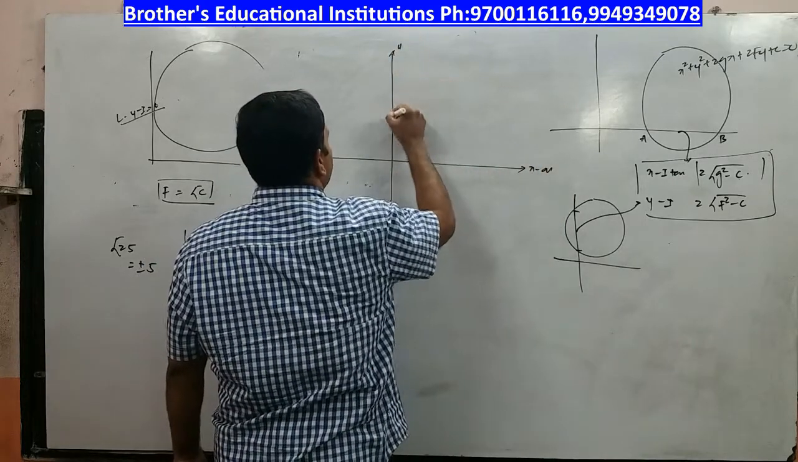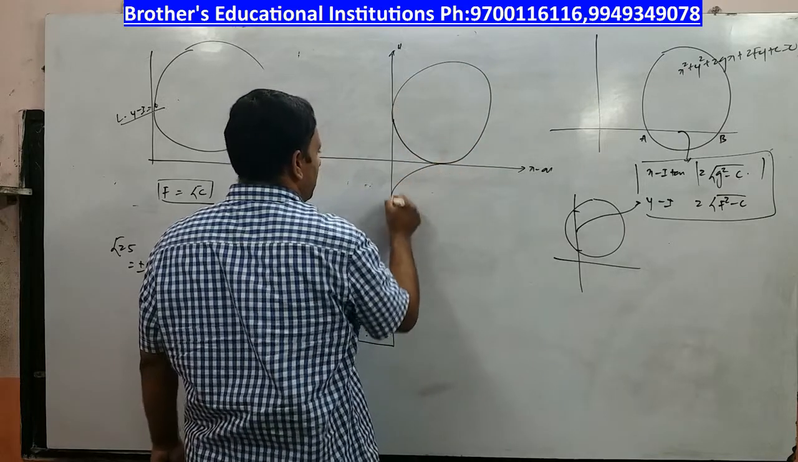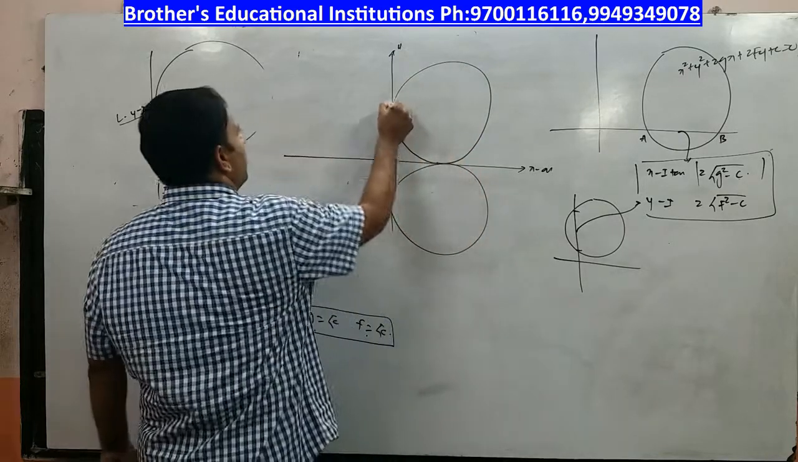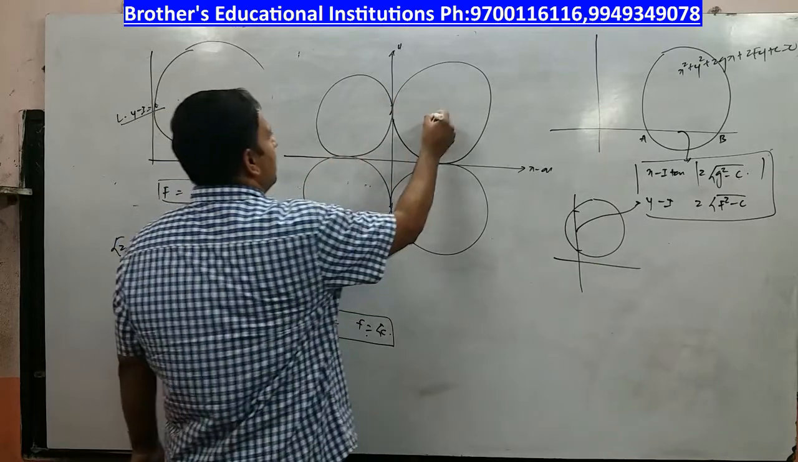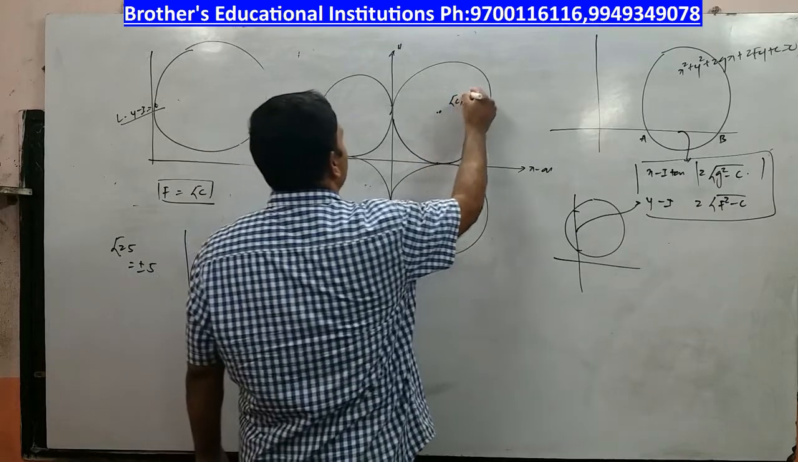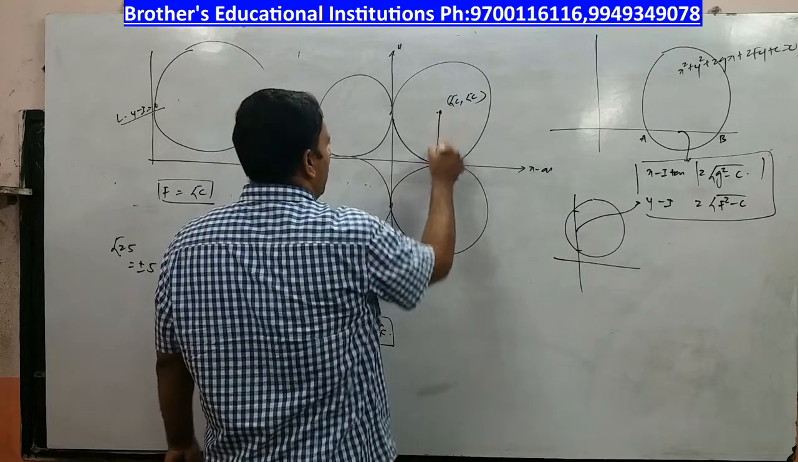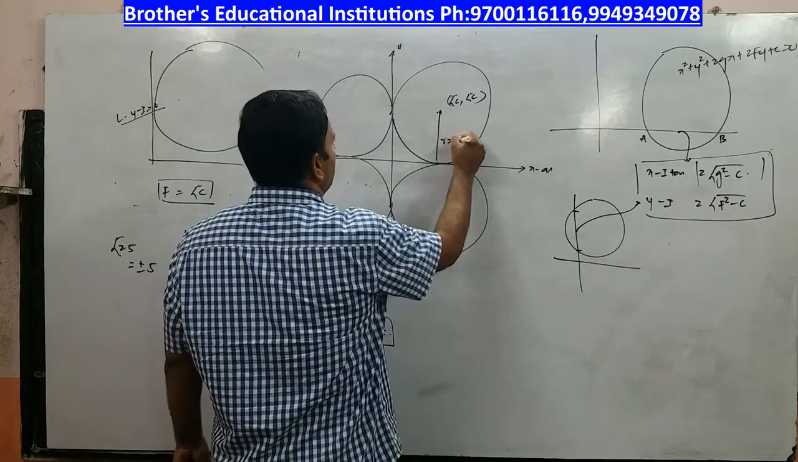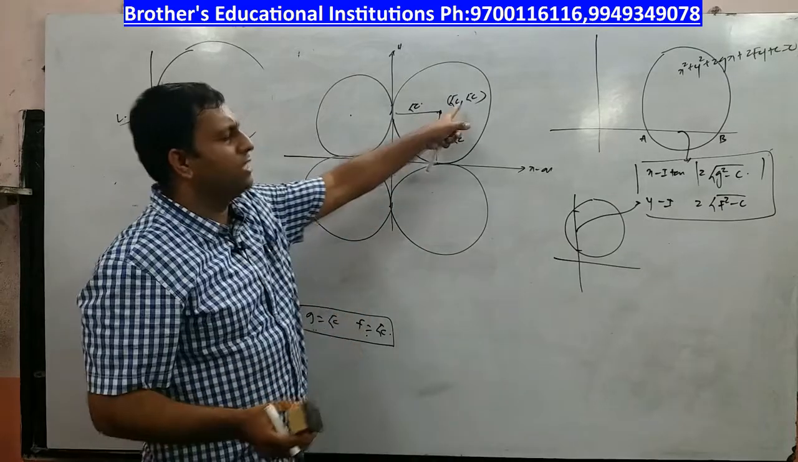Let us imagine our circle is here. Now here, if the circle is touching both the axes, the center will be root c comma root c. In all the cases, the radius is root c. Only the center will change. Here the center is root c comma root c.